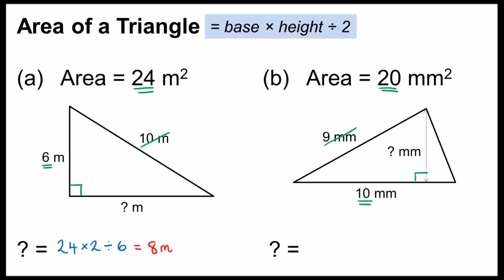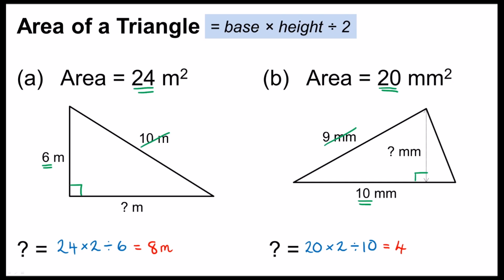So, to work out the missing length, I start off with the area, which is 20, multiply by 2 or double this, and then divide by the length which is given. That's 10, which is the base. I know that 20 multiplied by 2 is 40, and 40 divided by 10 is 4.